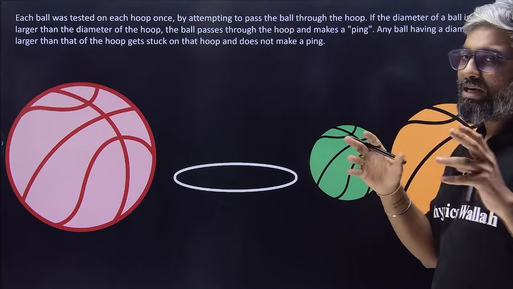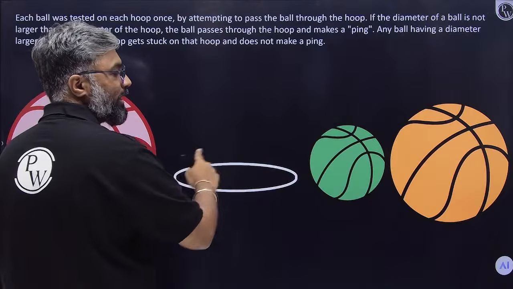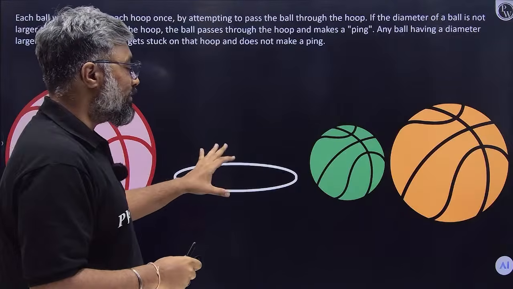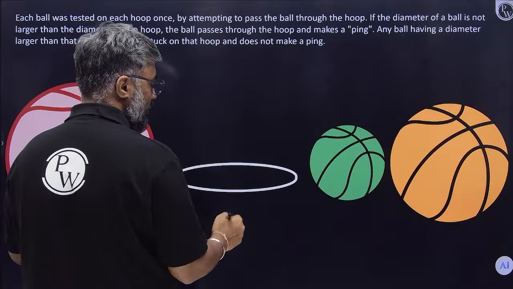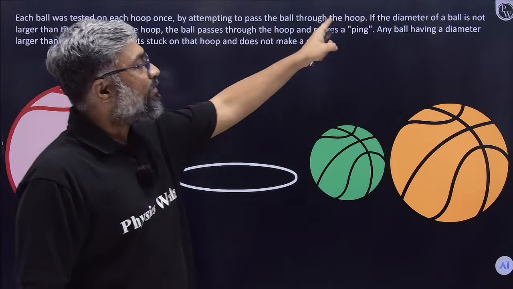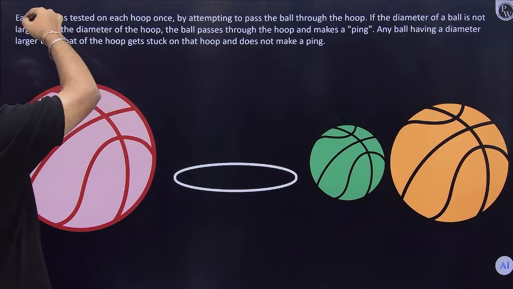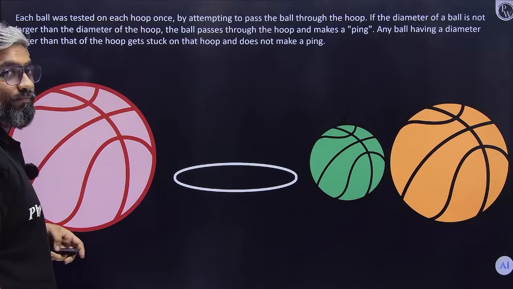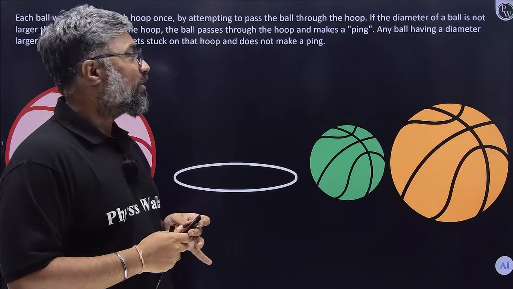Okay, so what I'm going to do is give a simple understanding of it. Let's say there is this hoop. Let's call its diameter h. The diameter of this hoop is h. Now, the first condition they're saying is: if the diameter of the ball is not larger than the diameter of the hoop, then what happens?